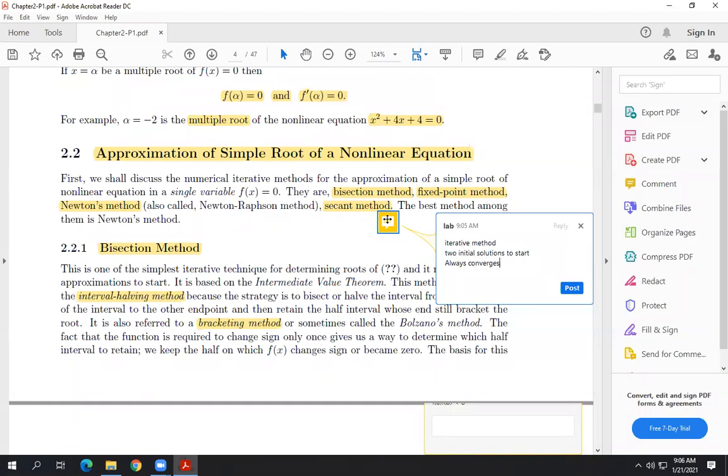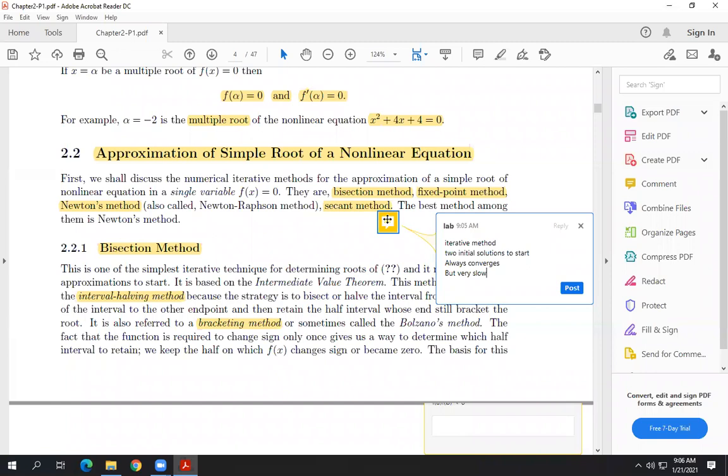And now what is the bad method? And when you know it converges, we also know if it is slow or fast. This is the bad point, but very slow. Very slow means if we want to find a good approximation of the exact solution, we have to use the bisection formula many times.